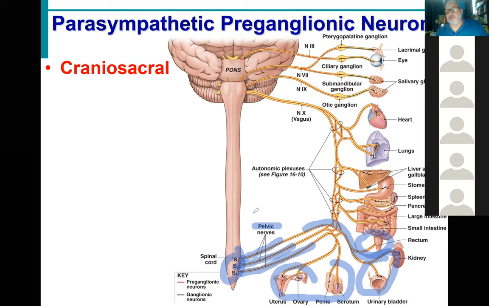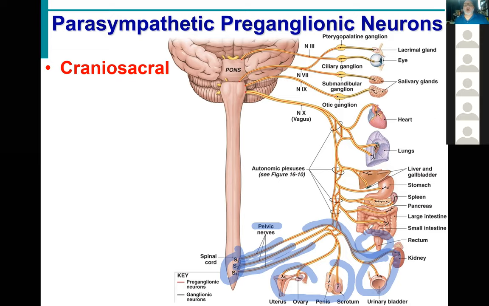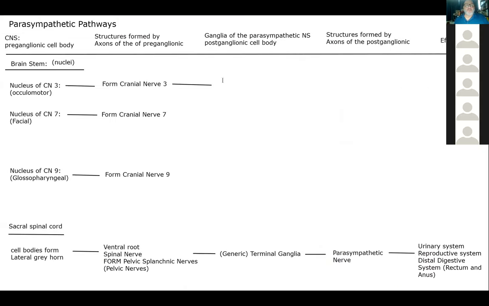I wanted to see the visual. I will go back to the picture because we have more to fill out, but I wanted just to see how this picture relates to these pathways that we just finished talking about. Now, remember also, as I mentioned, there are four named ganglia. While most of the ganglia in the parasympathetic nervous system are terminal ganglia, just a generic term, there are some that have specific names. One of those is the ciliary ganglia, which happens to be the one associated with cranial nerve 3.